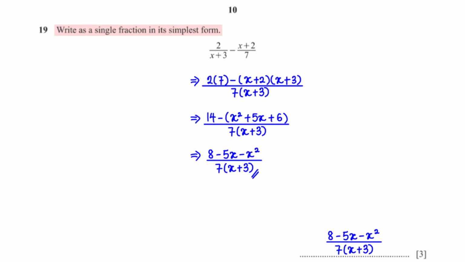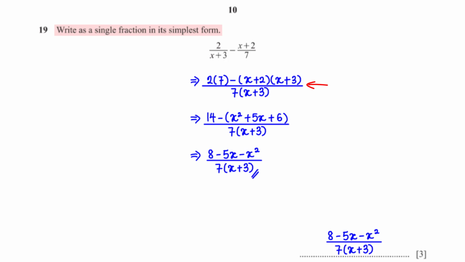Write as a single fraction in its simplest form. 2 over x plus 3 minus x plus 2 over 7. We get the LCM by multiplying the denominators. So we have 7 times x plus 3.